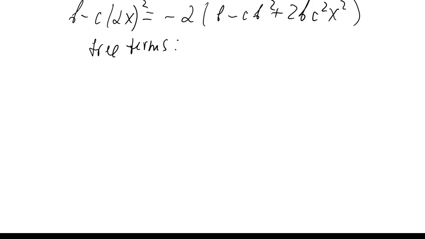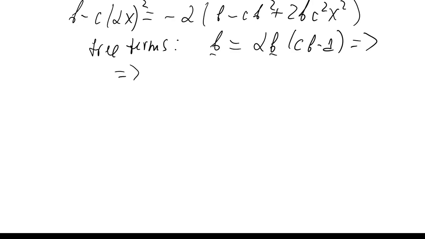When we collect terms which don't contain x, we will get b equals alpha times b minus c b squared minus 1. And from here we find the expression for c. So b cancels, and c will be alpha plus 1 over alpha b. Here it's minus.